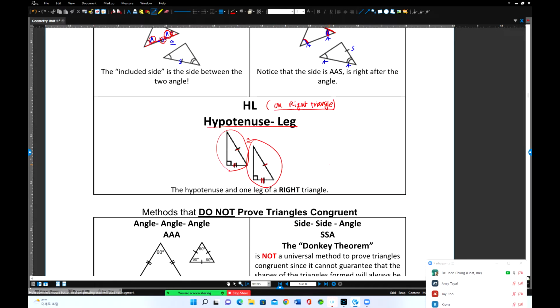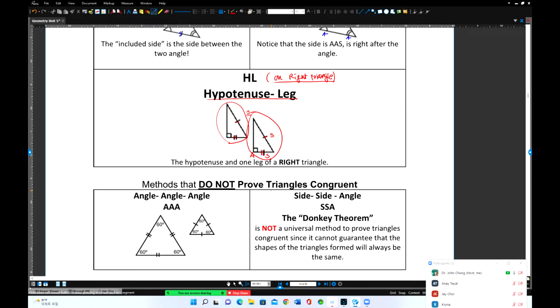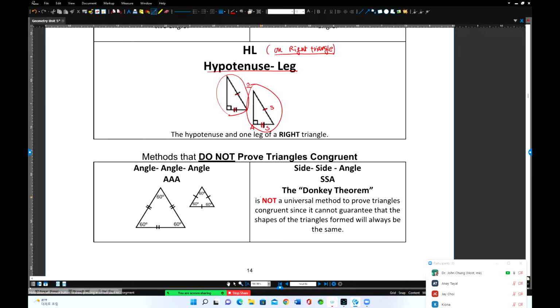Actually, this one is, we can see side, side, right angle, side, side, angle, right? But for general triangles, side, side, angle is not working. Forget about this one. Or there's no side, only angles available, right? This is not working. This is only similar.